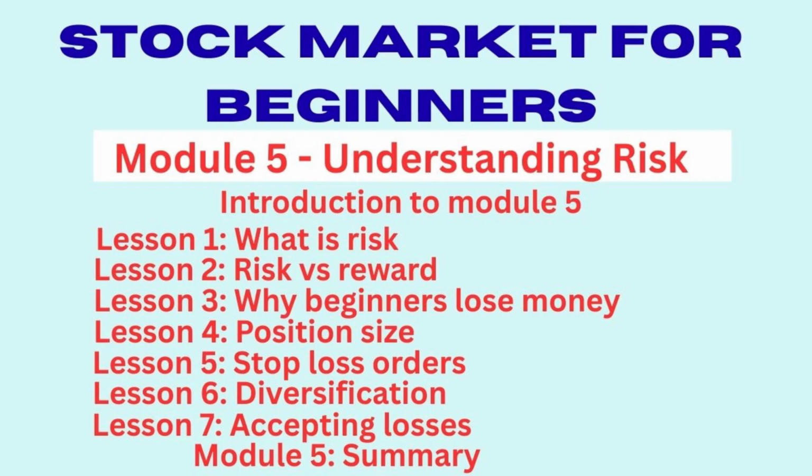Lesson 5. Stop-loss orders. A stop-loss is a tool that limits your loss. You choose a price where you will exit if the trade moves against you. For example, if you buy a stock at $50, you may set a stop-loss at $47. If the price drops to $47, your trade closes. This protects you from deeper loss. It also removes emotion. You decide your risk before the trade begins. That is power.